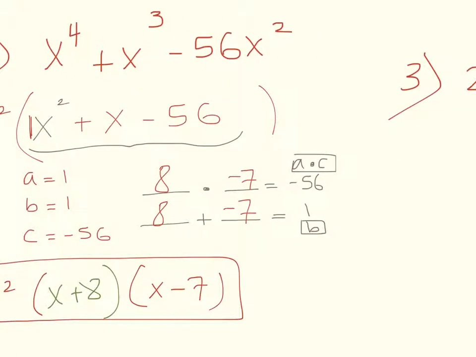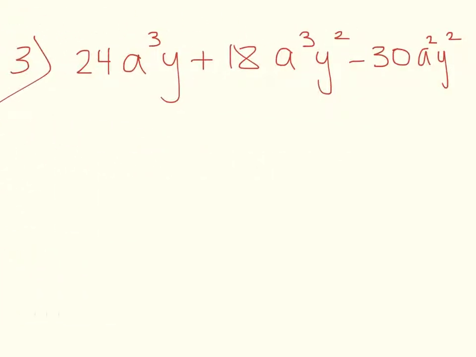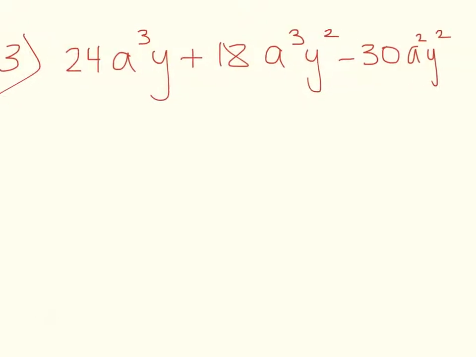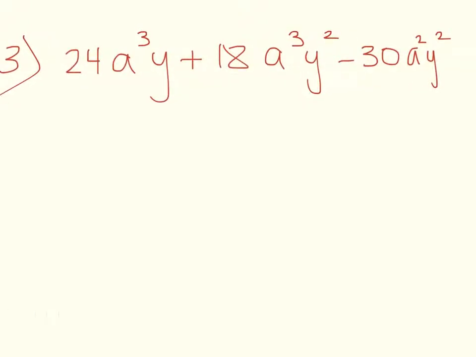So let's move on to number 3. Now, as you can see here, also I have 3 different terms. So let's go ahead and check what's in common between each one of them. Let's start with the numbers. 24, 18, and negative 30. What's common between 24, 18, and negative 30?